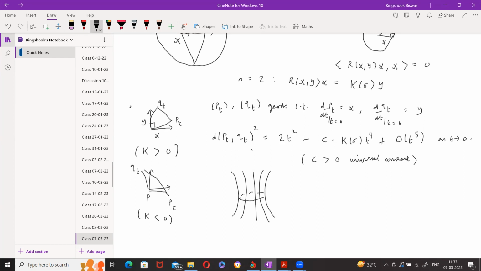Here you can see that these lines are geodesics. They diverge away from each other faster than in Euclidean space, right? You can see these geodesics are diverging away from each other. If I look here, then this little perpendicular, if I move along, the distance will increase faster than in Euclidean space, right?